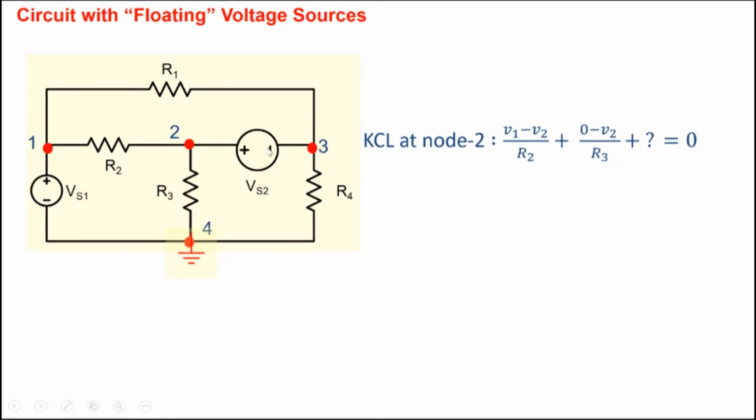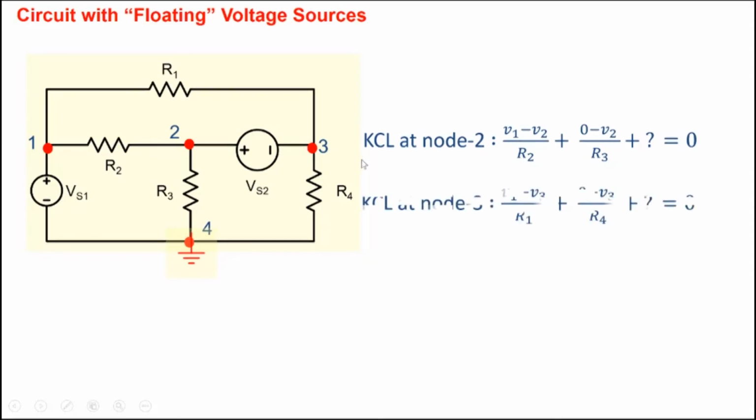Well, what about the current coming from here? How do I write this up? This is a voltage source, and the model of a voltage source is that V2 minus V3 is Vs2. But we don't know what the current is, and for writing KCL, I need a current value here. So I'm unable to proceed and write a KCL at this particular node.